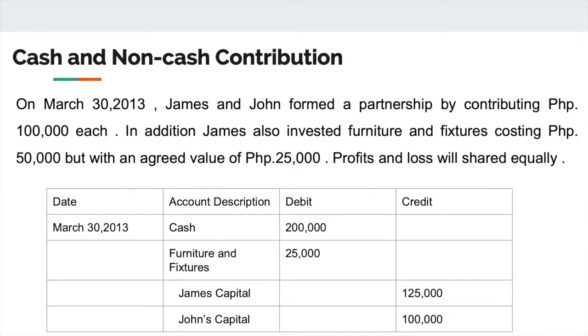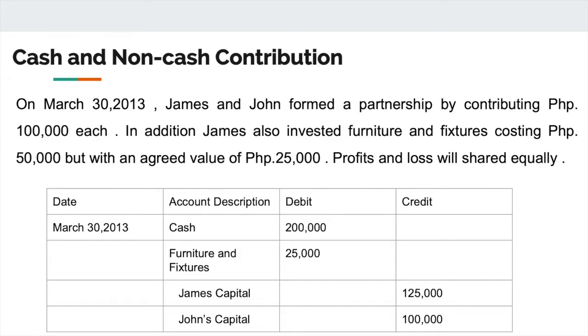How about this one? On March 30, 2013, James and John formed a partnership by contributing 100,000 each. In addition, James also invested furniture and fixtures costing 50,000 but with an agreed value of 25,000. Profits and loss will be shared equally.